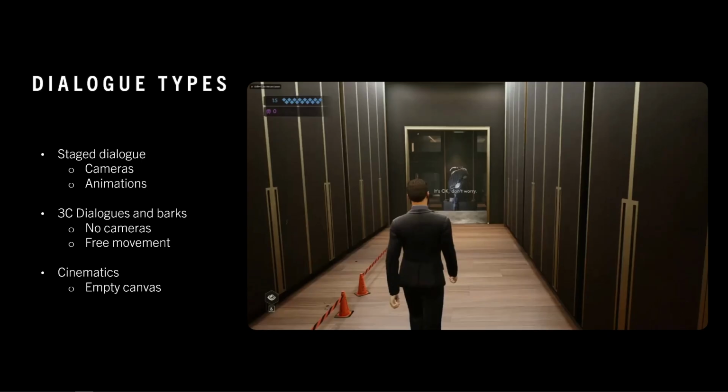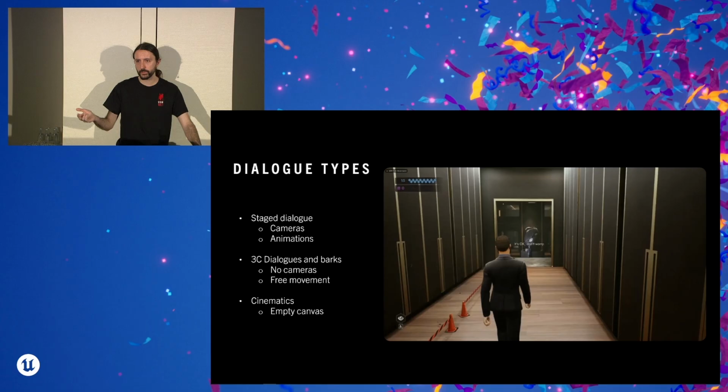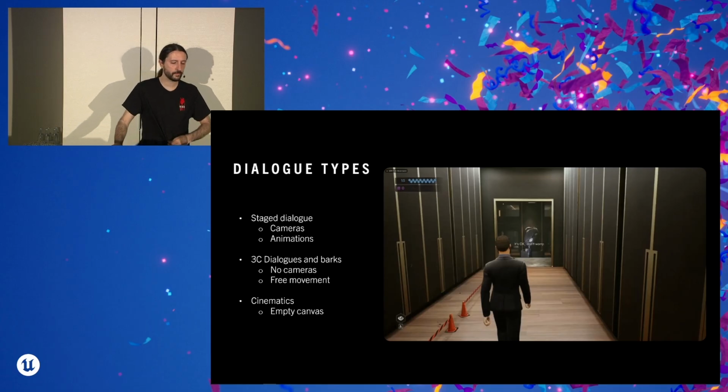So we have 3 dialogue types in Vampire the Masquerade Swansong, at least. Your main type of dialogue is stage dialogue, so it's your standard RPG dialogue with a camera facing the guy who's talking, your animations, and your lip sync. Then we have 3C dialogues and barks, so basically the same thing but without cameras, and most of the time your character will have free movement, so you will not lock it in place.